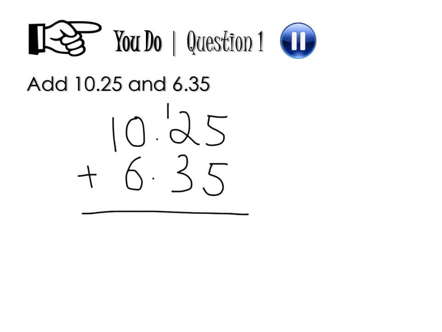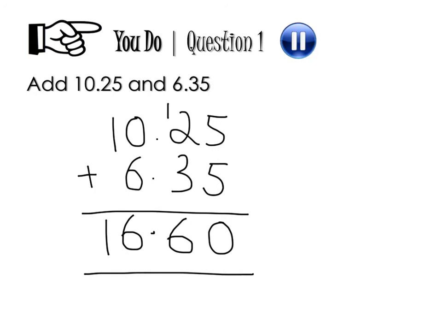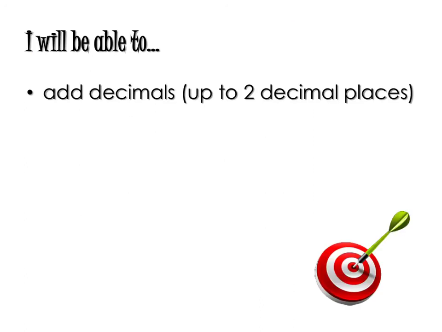5 plus 5 is 10. Okay. 3 plus 2 plus 1 is 6. Decimal point, all in a row. 6 plus 0 is 6. 1 plus nothing is 1. So my final answer is 16.60. Did you get it correct? Hope you did.